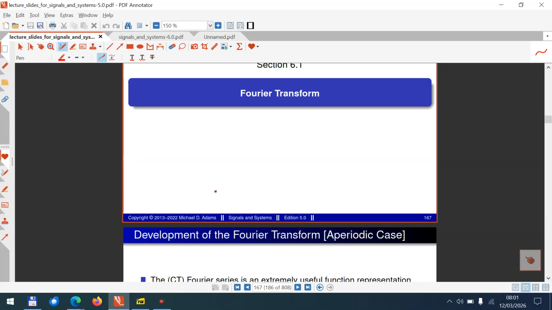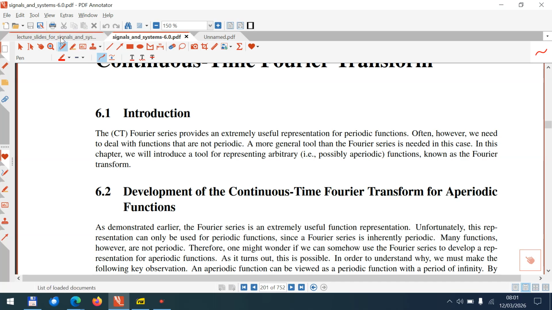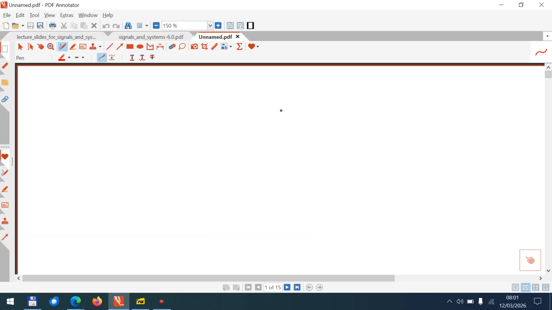So we are beginning this new chapter for Fourier transform. And to understand that, let me just remind you a few things from the previous chapter, Fourier series. What we learned so far is the continuous time Fourier series. So what are the conditions before you can apply this Fourier series for a signal? Let's say X is the signal, so it must be periodic. That is the first thing you need to remember.